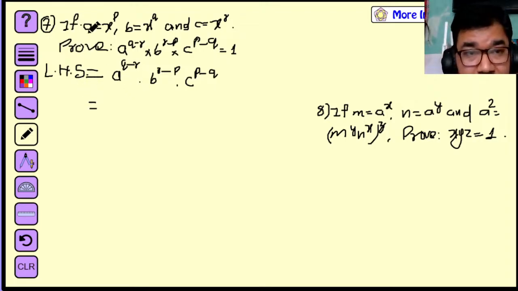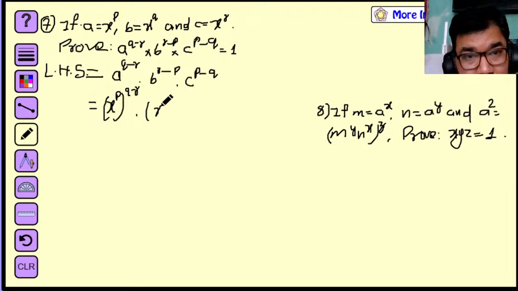And in the question, look, what is the value of a here? This value of a we will put here, x to the power p, and its whole power is q minus r. Similarly, b value is x to the power q, and its whole power is r minus p. And similarly into c, value is x to the power r, and then its whole power is p minus q.